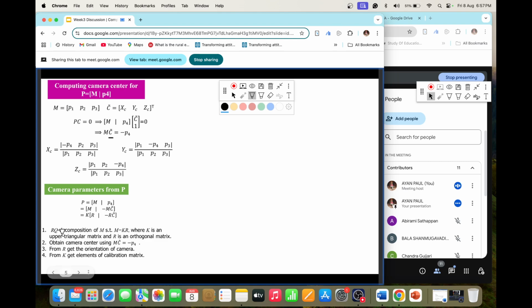Now there are other parameters. This M matrix can be written using RQ decomposition, that is K into R, where K is an upper triangular matrix and R is an orthogonal matrix. I have already told you there is something called RQ decomposition. Any matrix can be written by RQ decomposition, meaning an upper triangular matrix times an orthogonal matrix. So similarly, any projection matrix or this M matrix can be written like this.